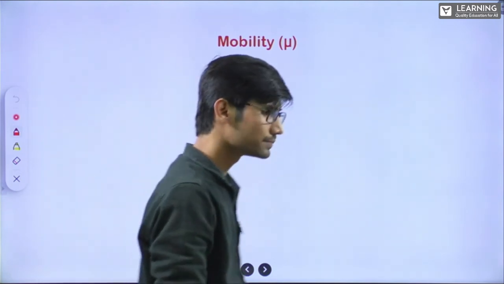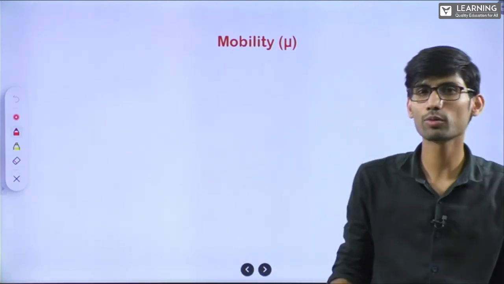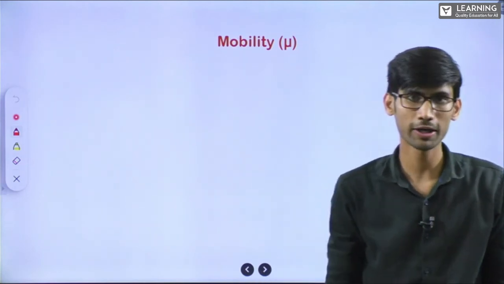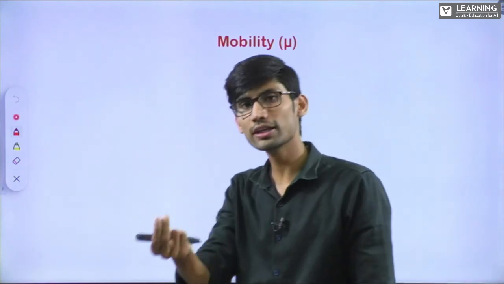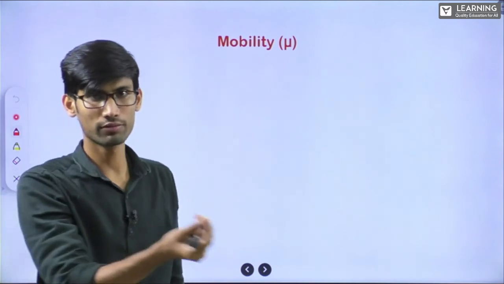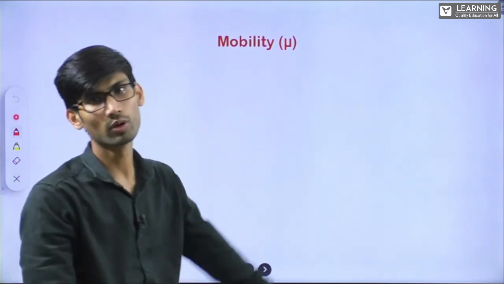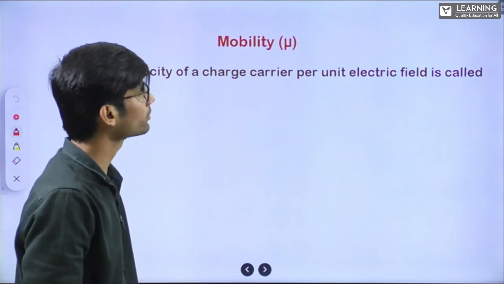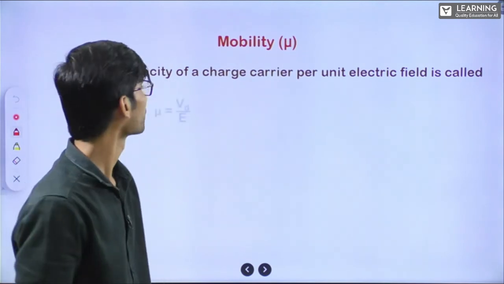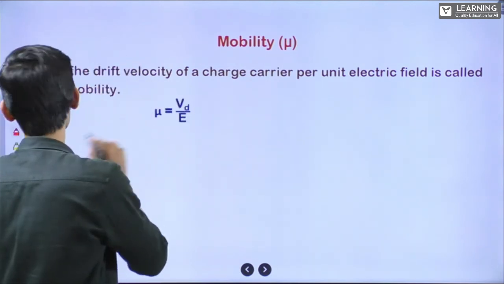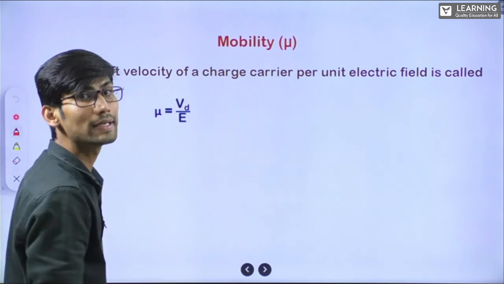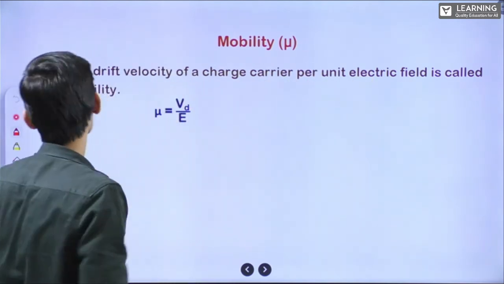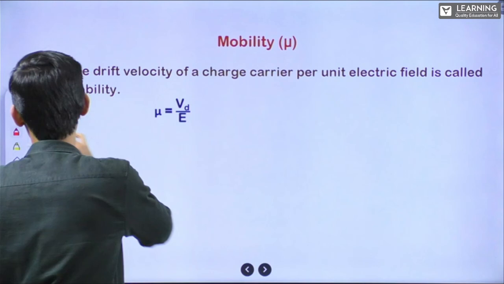What is mobility? From the name only you can understand mobility means how much mobile something is, how much freely it can move, right? In a conductor, how much freely an electron can move with velocity Vd is known as mobility. Mobility is the drift velocity of a charge carrier per unit electric field. It is represented by mu, it is Vd by E. Velocity of charge carrier per unit electric field.